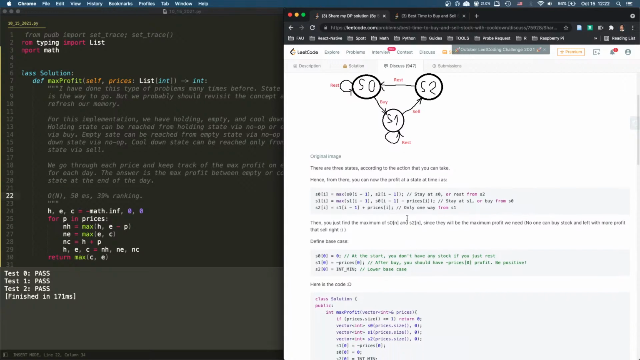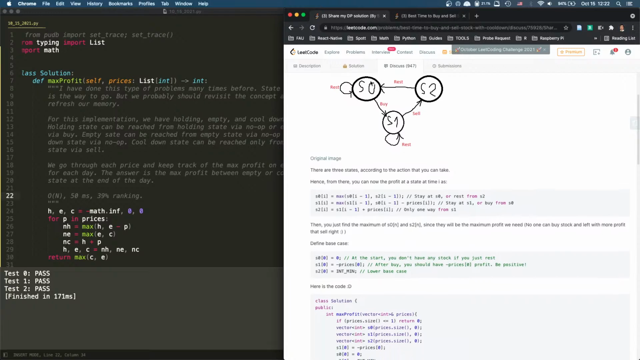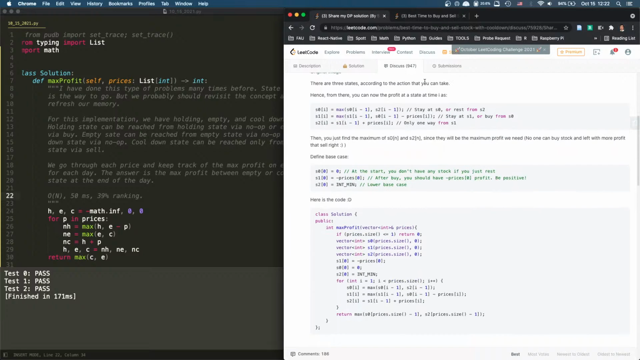Right. So at the starting point, they say S0 is the empty state. The empty state is 0. And then the holding state, this one is the holding state, so it's minus price. After buy, you should have that, and then S2 is slightly different from what I do.